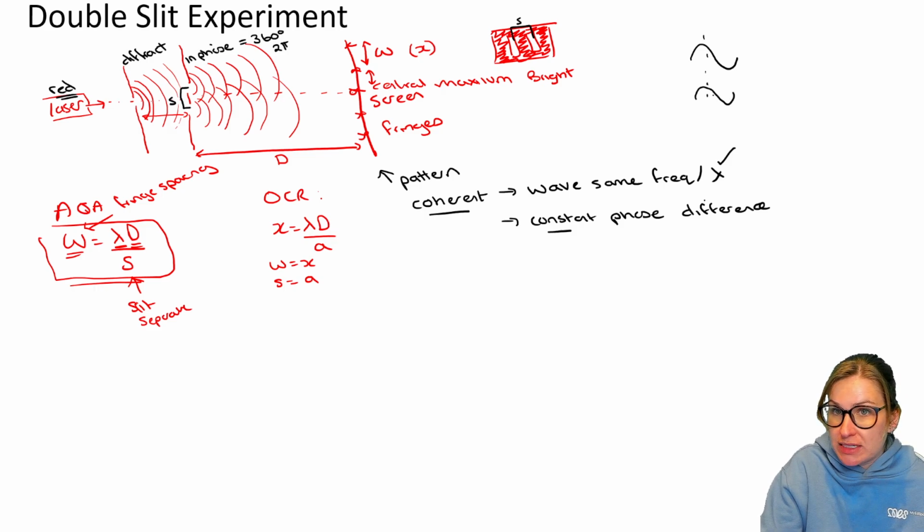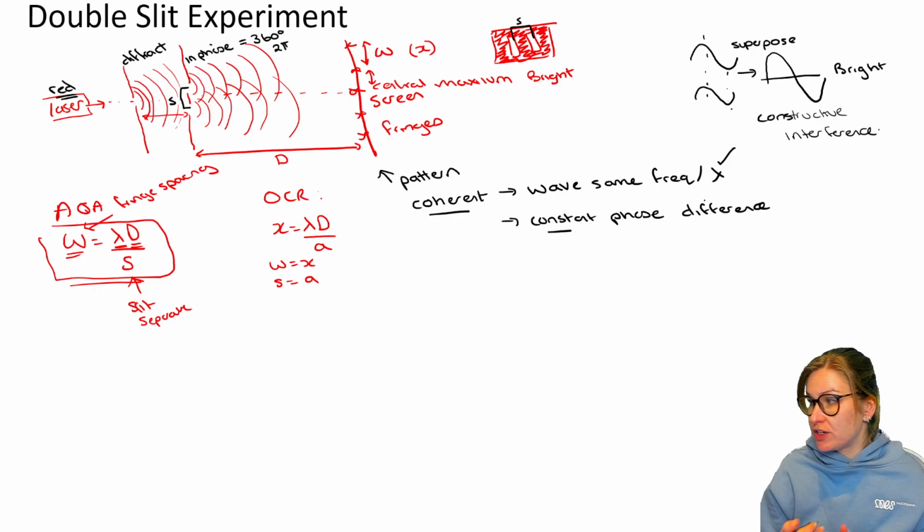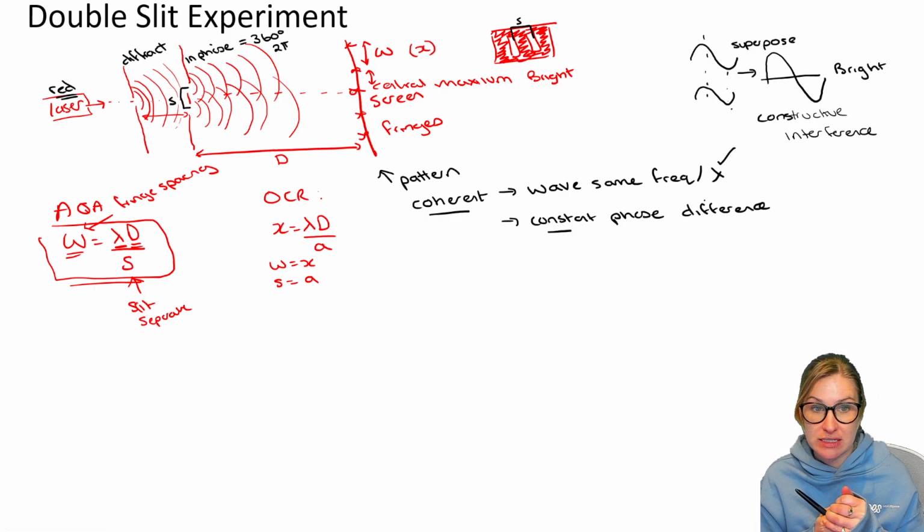So we basically got our two peaks lined up and our two troughs lined up, which means when they interfere, when they superpose together, what we're going to get is a wave that's got a much bigger amplitude. So that's going to form our bright fringe, which we call constructive interference. So that constructive interference is when our two peaks line exactly up because they're exactly in phase.